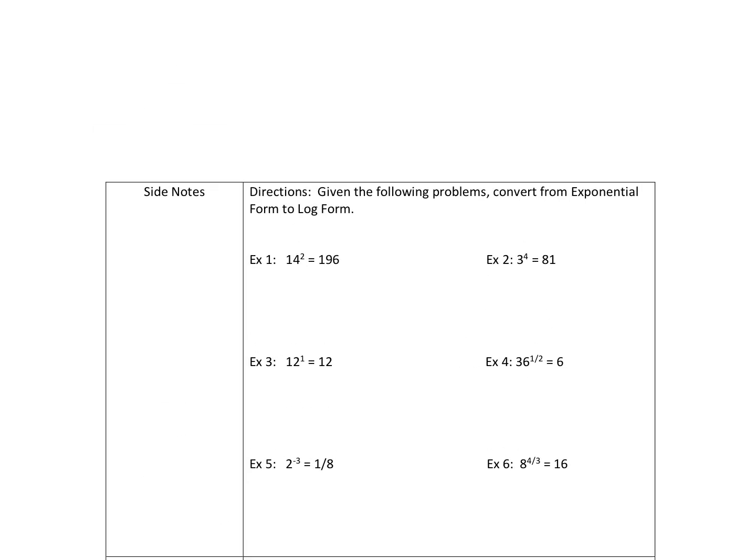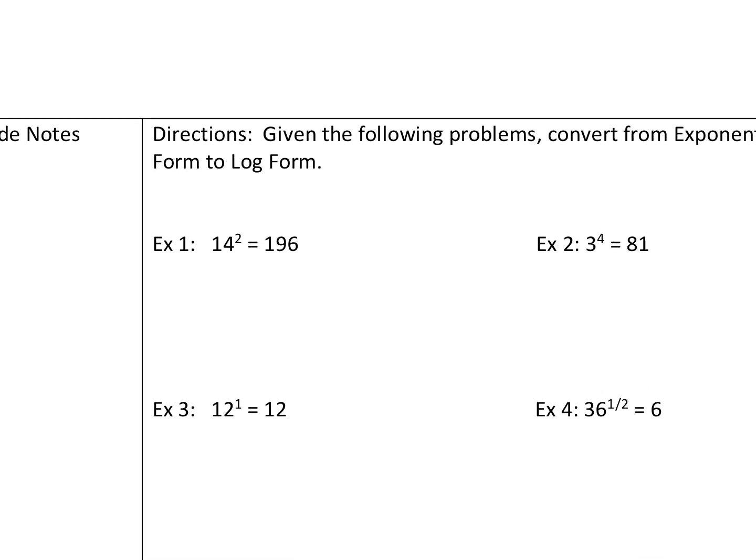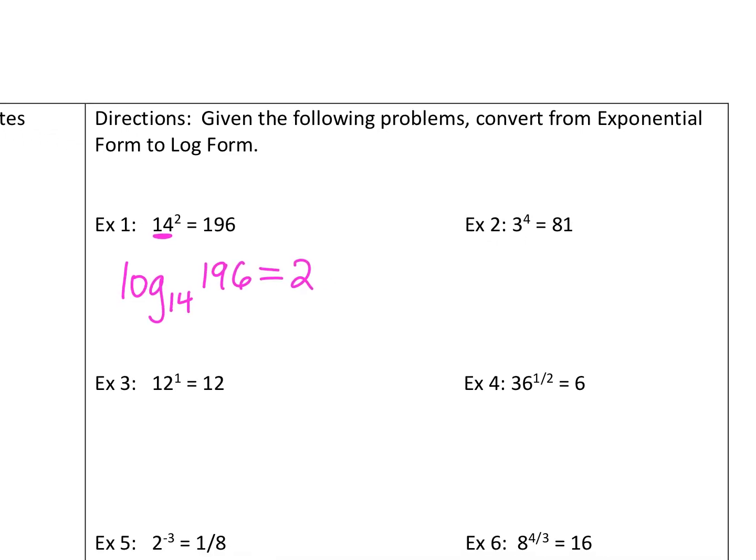So here we go. I'm going to do number 1 with you. So if I were to write this in log form, I would start by writing log. My base is always my base, so that's going to be 14. I'm taking log base 14 of whatever's on the opposite side of the equal sign, so of 196. And I'm setting it equal to the exponent of 2. So this says log base 14 of 196 equals 2. Okay? Same thing with example 2. I'll do this one with you as well. Log base 3 of 81 equals 4.